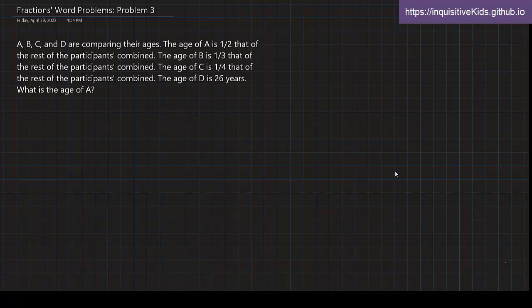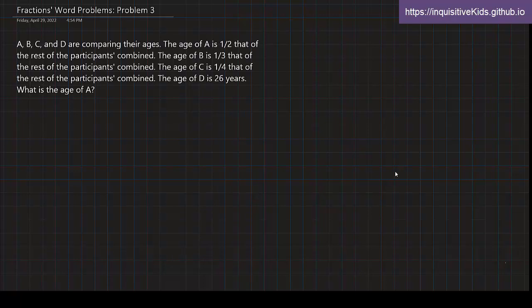Problem 3. A, B, C, and D are comparing their ages. The age of A is 1/2 that of the rest of the participants combined. The age of B is 1/3 that of the rest of the participants combined. The age of C is 1/4 that of the rest of the participants combined. The age of D is 26 years. So what is the age of A?